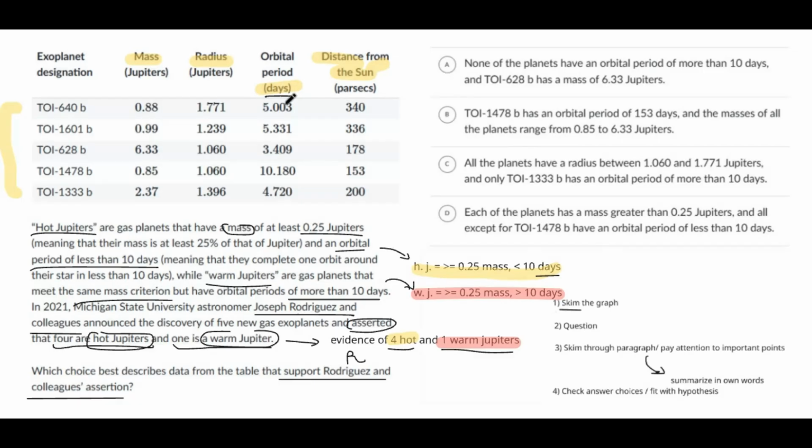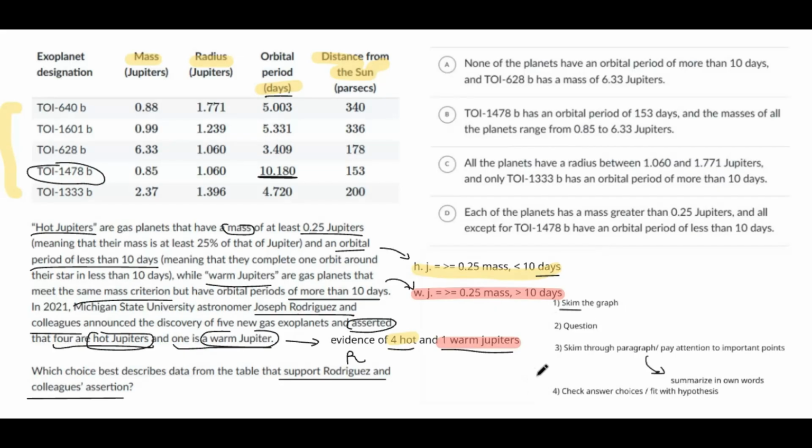Now we instantly notice that orbital period are days, because we noted it before, and the only one that has more than 10 days is the 1478 one. I'm going to shorten planet 1478 and just call it 14, but basically from this we can draw a conclusion that planet 14 is the only warm Jupiter because it is the only planet which has an orbital period of more than 10 days. Now, this is exactly what we'll be trying to look for in the answer choices.